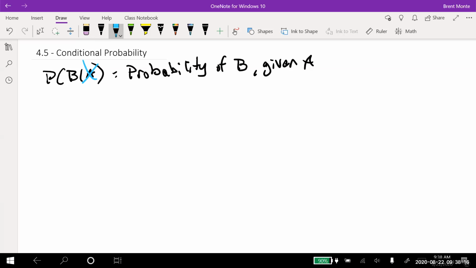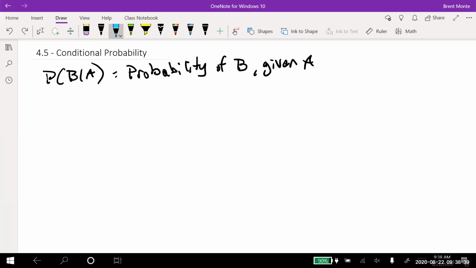So the first one is always what we're finding the probability of. We're just finding the probability of B, that's the first one. But now we've got this additional information that A has happened. Does that help us? Does that change the probability that B is going to happen? So that's the question it's asking.